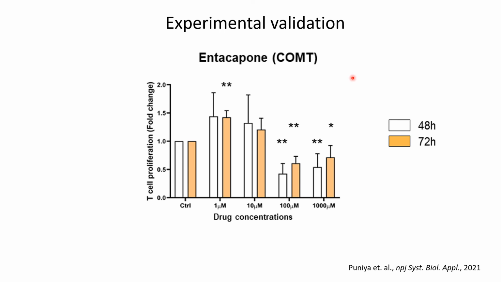Next, we experimentally validated some targets. For example, I'm showing results of entacapone. That drug is used to treat Parkinson's disease combined with other medications. So we used entacapone, which targets COMT, at different concentrations of the drug, and we looked at T cell proliferation. We found that at 100 and 1000 micromolar concentration, the proliferation of T cells was significantly reduced, and that was at 2 different time points, 48 hours and 72 hours after drug treatment.